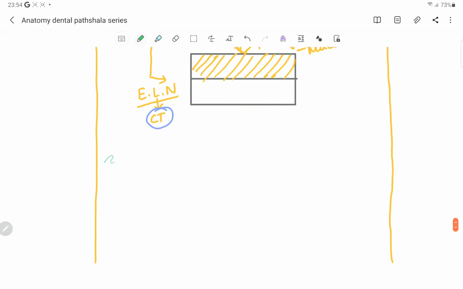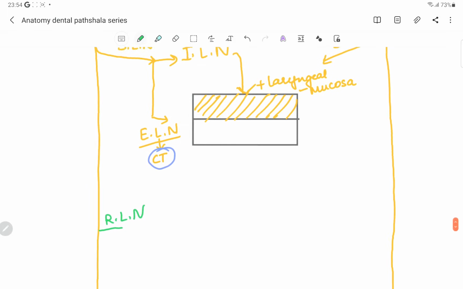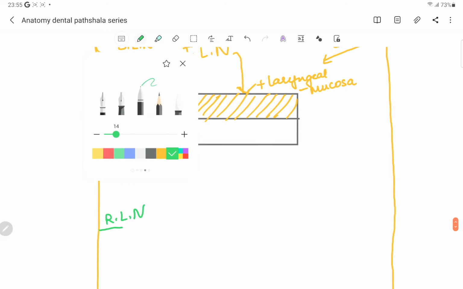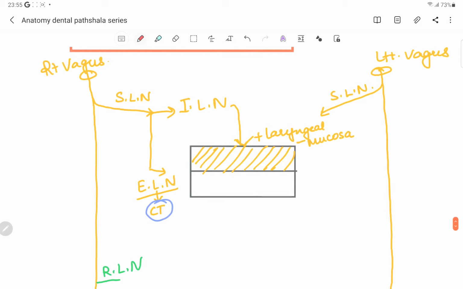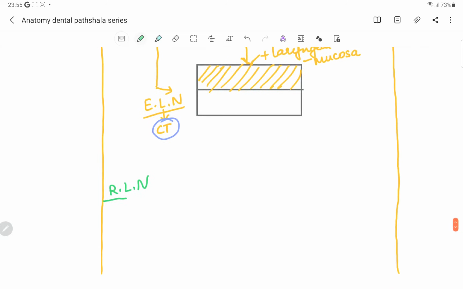We have got the recurrent laryngeal nerve. So this is the recurrent laryngeal nerve. And if you recall, the superior thyroid artery, guys, is again close to the internal laryngeal nerve. So here we are going to draw the superior thyroid artery as well. Now, what about the derivative of the sixth pharyngeal arch? All the laryngeal muscles except the cricothyroid are supplied by this recurrent laryngeal nerve.